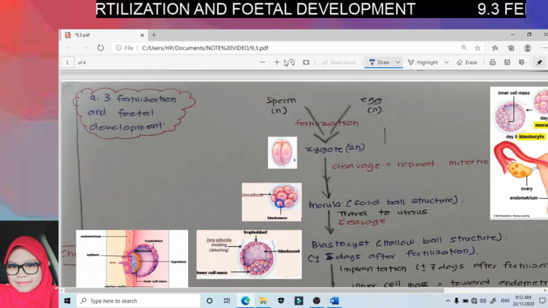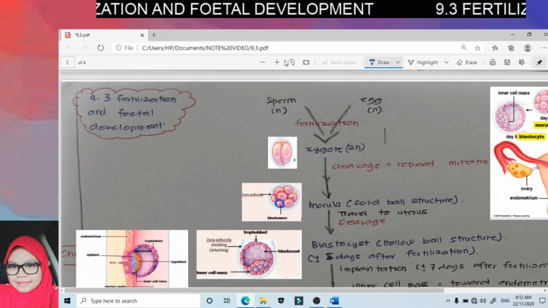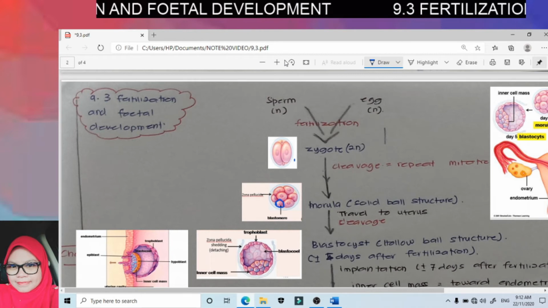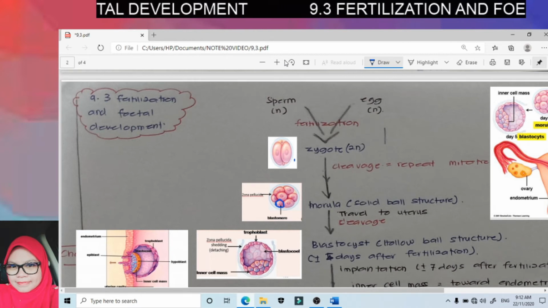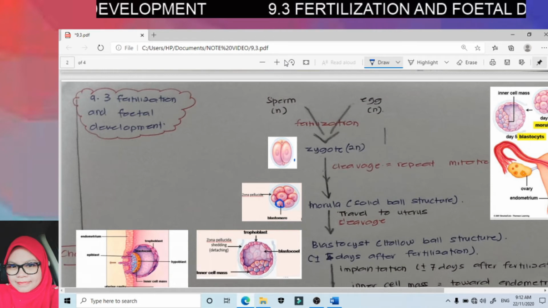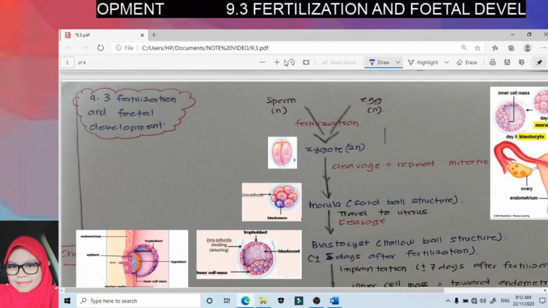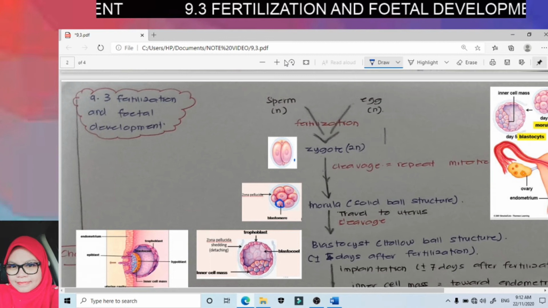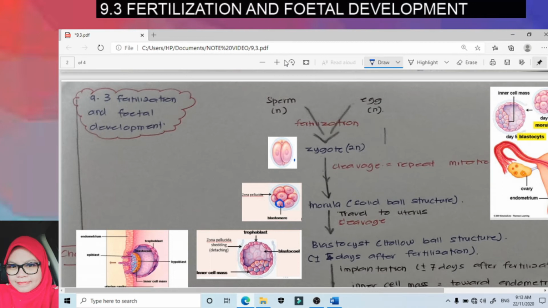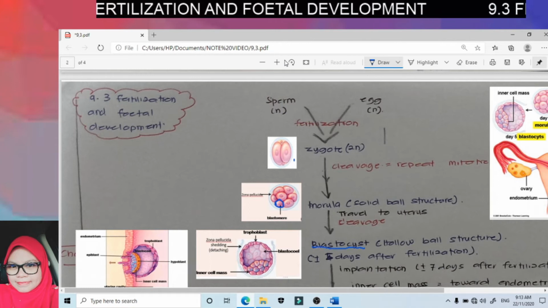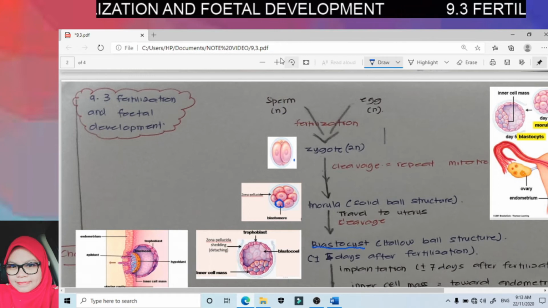And then this morula will continue the cleavage process. During travel to the uterus, the morula undergoes cleavage. Then finally, it forms this structure that looks like a hollow ball. Why hollow? Because it has an empty space here. And this structure is called the blastocyst.